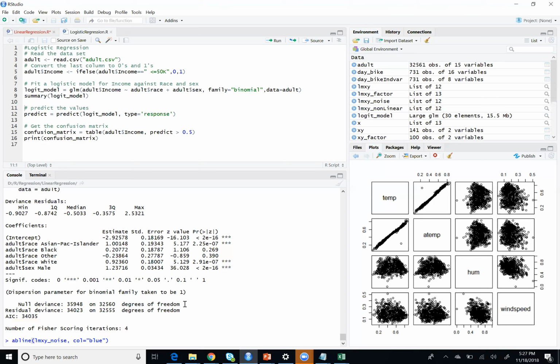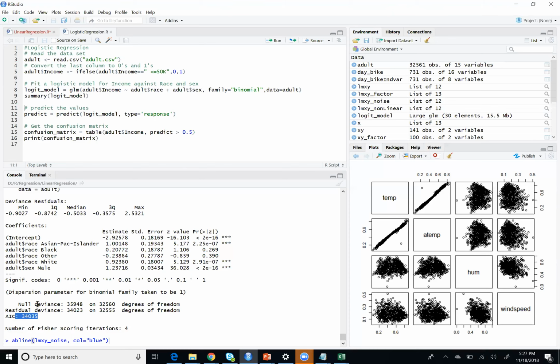Remember I was talking about degrees of freedom here. Degrees of freedom means that you have that much excess of data. AIC is also another thing. The lower the AIC, the better your model is. So you can change your model. Instead of taking race and gender, you can take something else to predict and then see if your AIC is coming down. There are a couple of things here which I wanted to talk about.